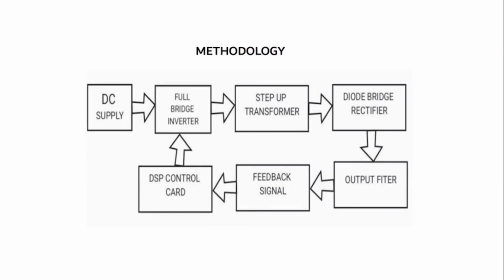So this is the flowchart for the methodology, which starts with DC supply, will connect it to the full bridge inverter before it goes to step-up transformer, and after that it will go to diode bridge rectifier, and then output filter, feedback signal, and then the final one is the SP control card.